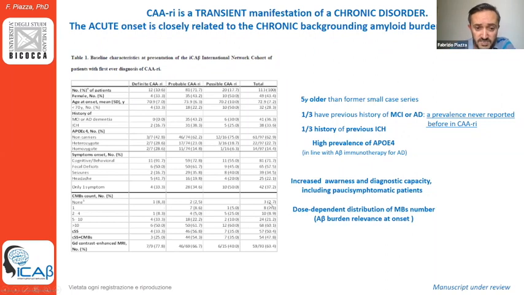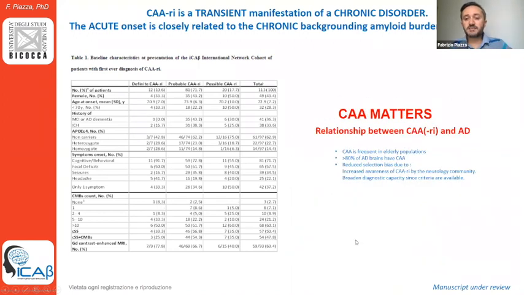And it's also very interesting to see that we found a kind of dose-dependent distribution of the microbleed number. So the amyloid burden in terms of CAA in our cohort increases from 7.1% with only one microbleed to 50%, 60% of patients with more than 10 microbleeds, and also CAA-related cortical superficial siderosis, which is another marker of CAA severity. And this means that CAA matters for ARIA-like presentation in CAA-ri.